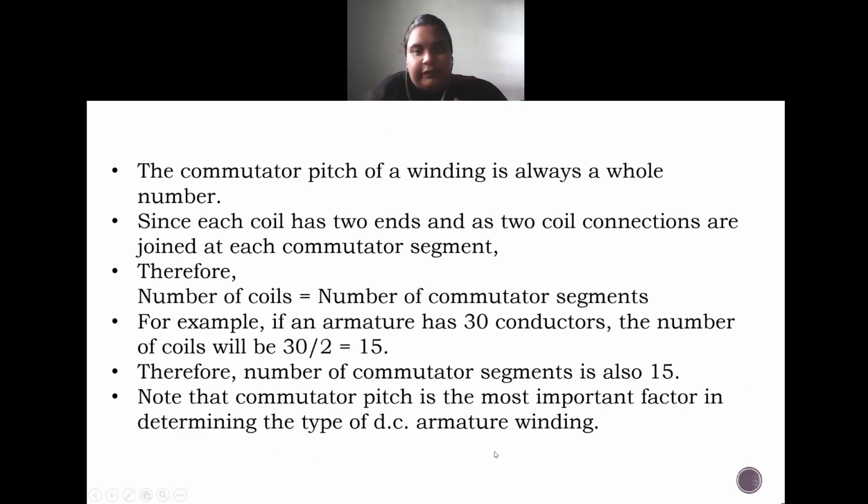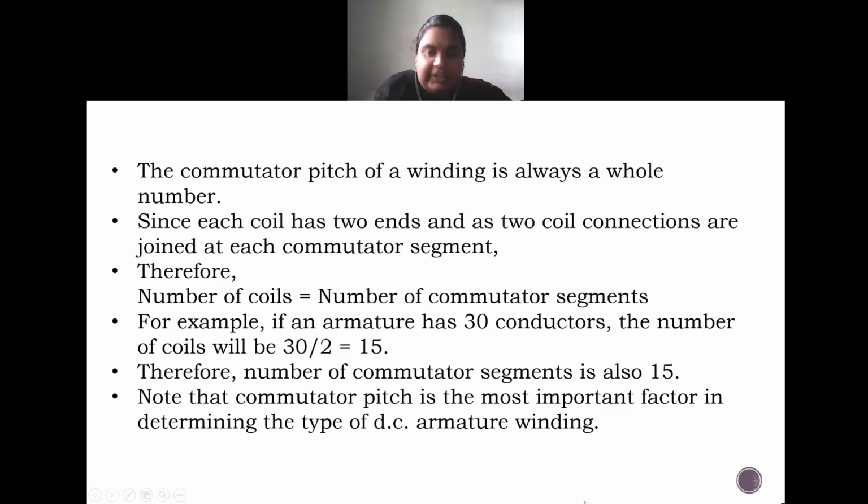The commutator pitch of a winding is always a whole number. Okay, you should remember this. Commutator pitch will always be a whole number. Since each coil has two ends, and as two coil connections are joined at each commutator segment, therefore the number of coils is equal to the number of commutator segments. So two coil sides are being connected at a commutator segment. That is, one coil is being connected to one commutator segment.